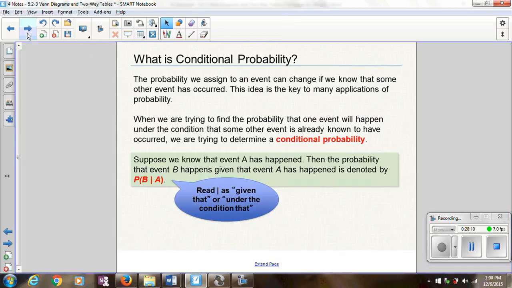So the notation that we use: suppose we know that an event A has already happened, then the probability that event B happens, given that A has happened, is denoted like this. And notice that it's not a division symbol, it is just a straight up and down line. And this represents the probability of B given A, or under the condition that A has already occurred. For independent events, having knowledge of A isn't going to change anything. It's just going to be the probability of B. But for events that aren't independent, we need another formula.